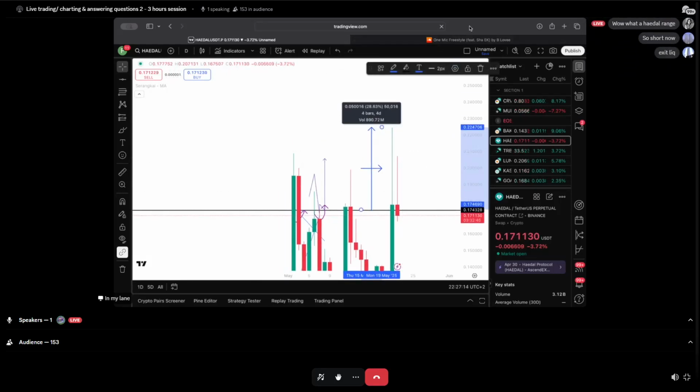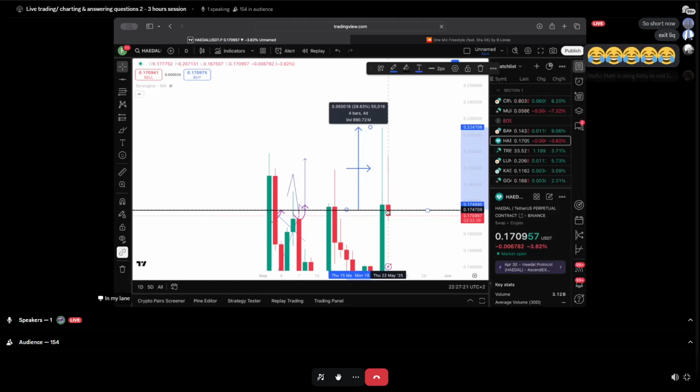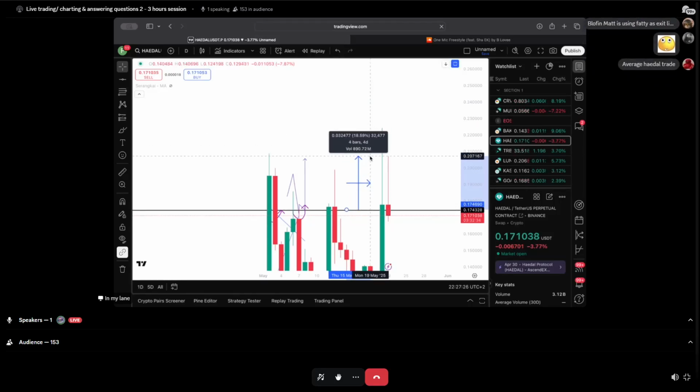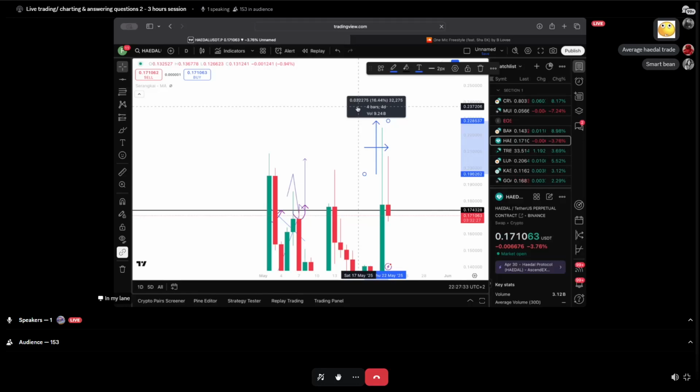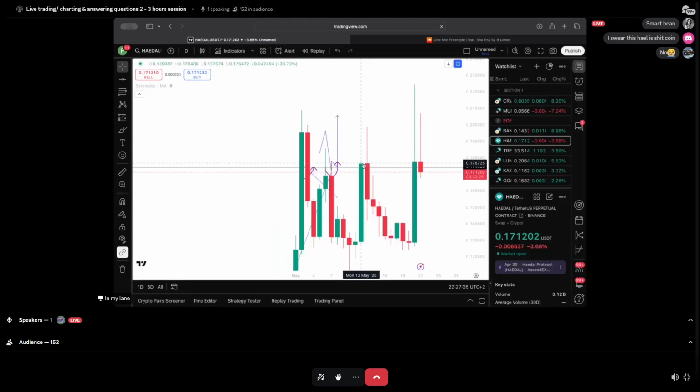Like 30%. Then I entered again here. Last night it pumped while I was sleeping, then was back to entry when I woke up. You can't even trade this. Even if it closes above support, it won't work. It's just manipulation.